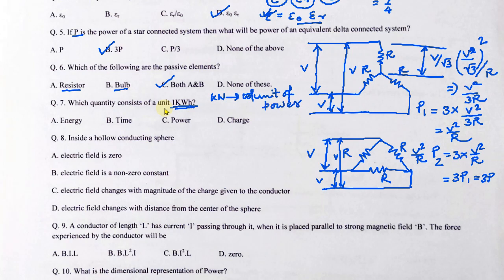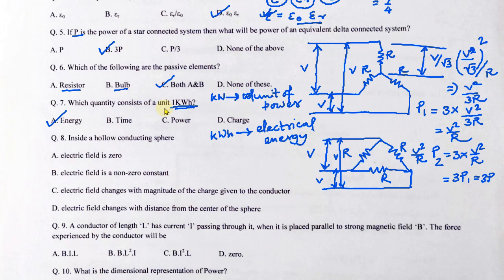Or electrical power. Now if we multiply time in hours with this, it will basically give us the unit of electrical energy, or energy. So option number A here is the correct answer.